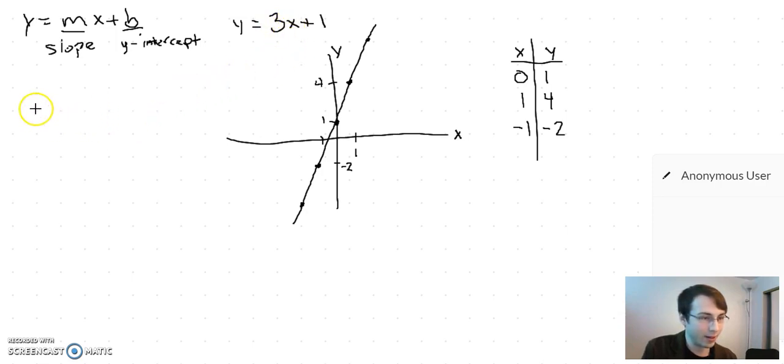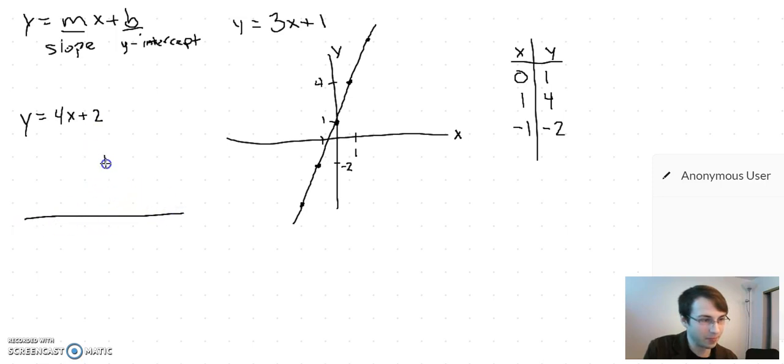So let's make up another equation and see if we can plot that right off the bat. How about, why don't we do y equals 4x plus 2. Yeah, how about that?